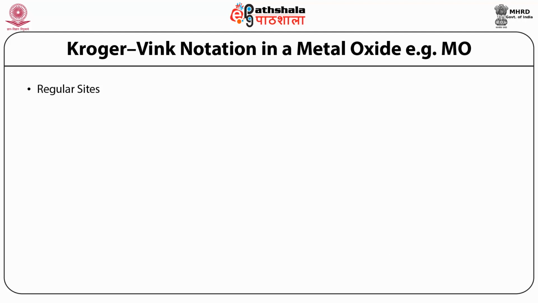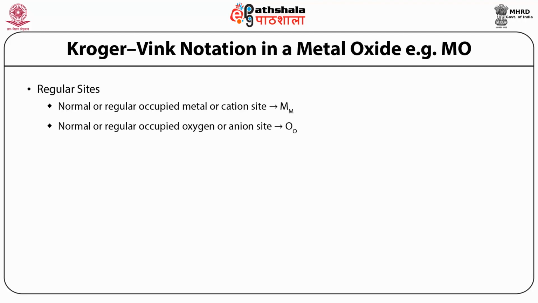Kroger-Vink notation in a metal oxide. Here we are representing the metal oxide with MO, where M corresponds to metal and O corresponds to oxide. In the case of regular sites, the normal or regular occupied metal or cation site is represented by M_M, where M is the subscript of capital M. The normal or regular occupied oxygen or anion site is represented by O_O.